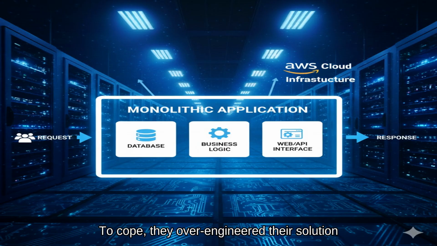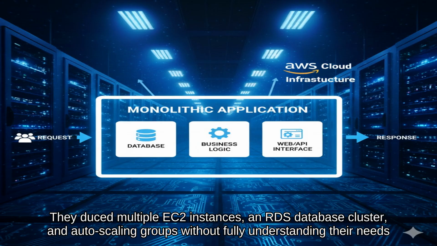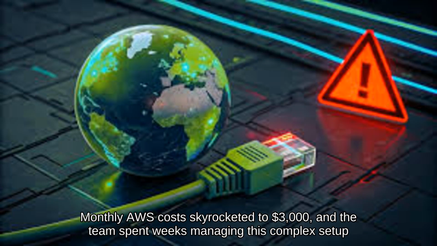To cope, they over-engineered their solution. They used multiple EC2 instances, an RDS database cluster, and auto-scaling groups without fully understanding their needs. Monthly AWS costs skyrocketed to $3,000, and the team spent weeks managing this complex setup.